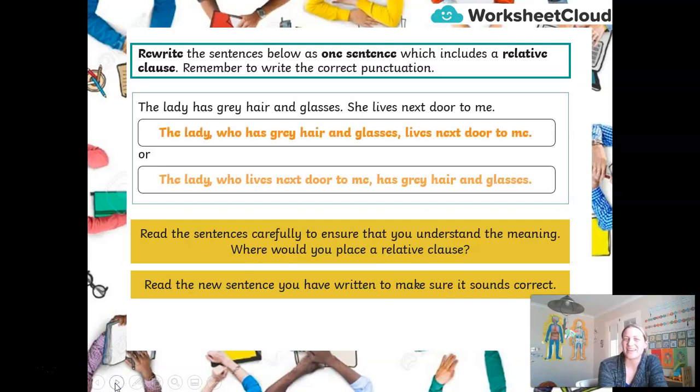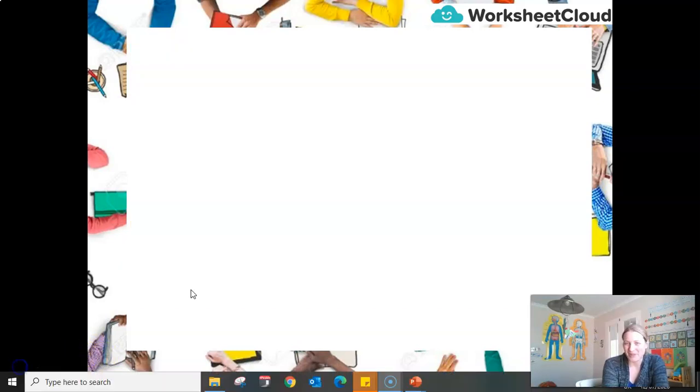Here they are. So you could have had either of these. The lady who has grey hair and glasses, lives next door to me. So there's my relative clause, popped in the middle. There's my relative pronoun. The lady who lives next door to me has grey hair and glasses. This time, there's my relative clause. And there's my relative pronoun. I've just changed the way, and that changes what the relative clause is in each sentence. Right, next one.